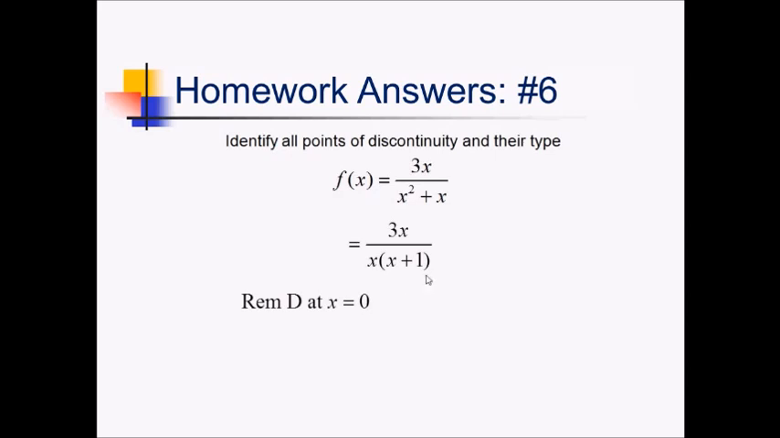Now, factors that I can't cancel out in the denominator, like this x plus 1, those are going to give us infinite discontinuities. So this is going to be x equals -1 for an infinite discontinuity.